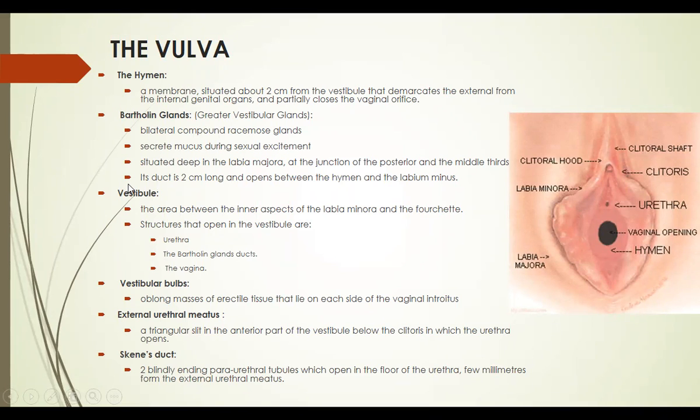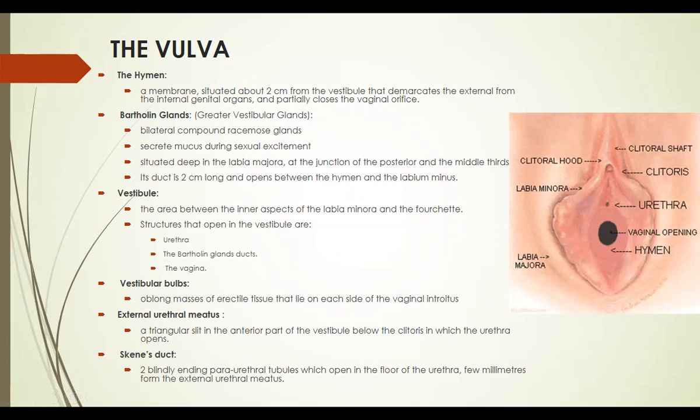Then we have the vestibule, the area between the inner aspect of the labia minora and the clitoris. So this whole area between the two labia minora is called the vestibule. Structures that open into the vestibule are the urethra, the Bartholin glands, and the vagina. As you can see here, this is the clitoris, and here is the urethra. This is the vagina, and the Bartholin glands will be behind. So these are the three important structures which open into this vestibule.